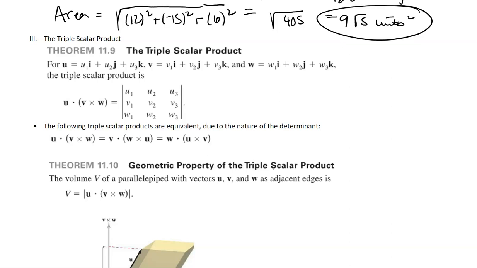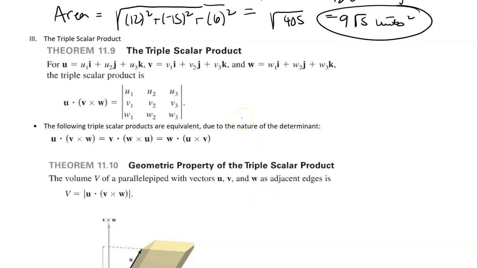in the end. And there's three different versions of it due to the nature of the determinant: u dot v cross w, v dot w cross u, and w dot u cross v. Now, if you reorganize them in any other way, you may end up with something that has a different sign. It might be the opposite sign, but the number should be equivalent.